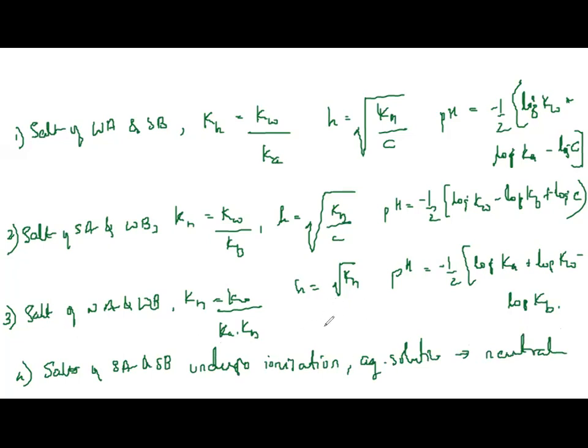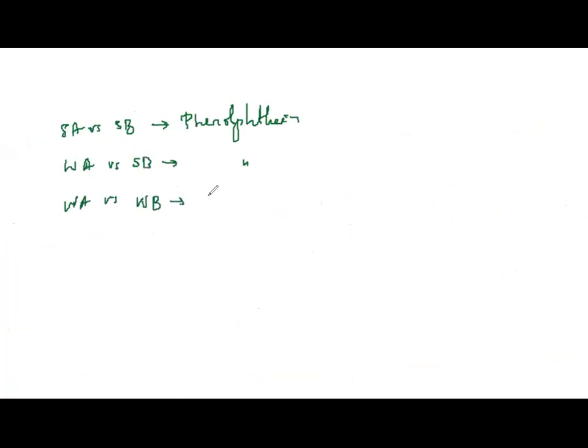So when you are carrying out all these things, we need indicators to indicate these acid-base titrations. That time we go across different examples. If you are carrying out a titration of strong acid versus strong base, then the best indicator used is phenolphthalein. If you are using weak acid versus strong base, still we go for phenolphthalein. For weak acid versus weak base, there is no indicator used.